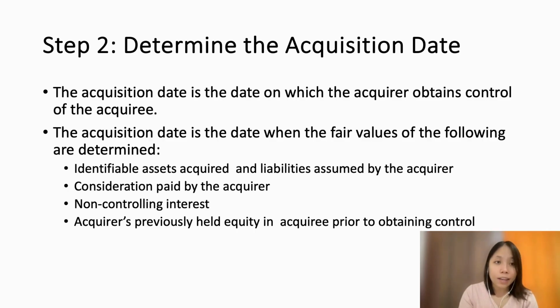The following items are measured at acquisition date fair values: identifiable assets acquired and liabilities assumed by the acquirer, consideration paid by the acquirer, non-controlling interest, and acquirer's previously held equity in acquiree prior to obtaining control.